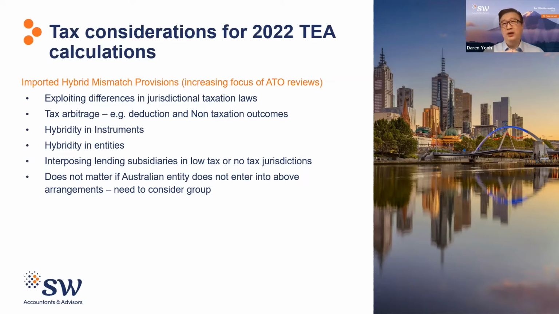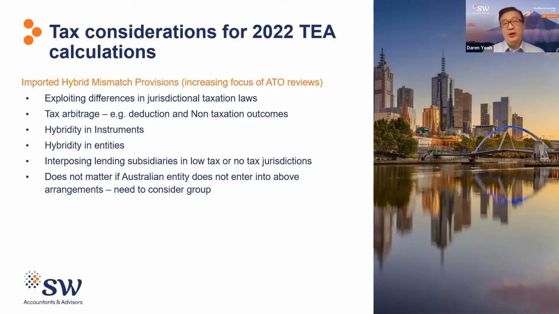You can also achieve the same outcome in terms of hybridity in entities, where a particular structure is treated as a company in one jurisdiction. However, another jurisdiction treats it as a tax transparent entity, for example, a partnership.